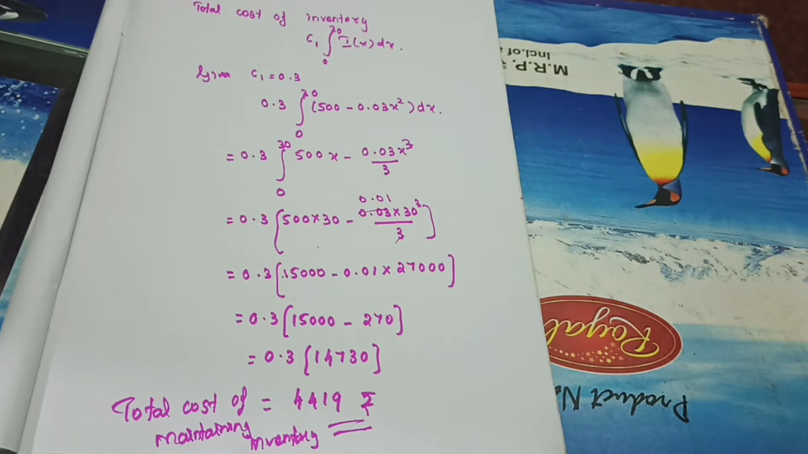I just wrote the formula for finding the total cost of inventory. The C1 cost value is given. The limit is up to 30, that is 30 days, that is 0 to 30. The I value is given. Just substitute in the formula, simplify and find the value of the total cost of maintaining the inventory. You have got the answer. Understand, students? Shall we move to the next question? Problem number 5.